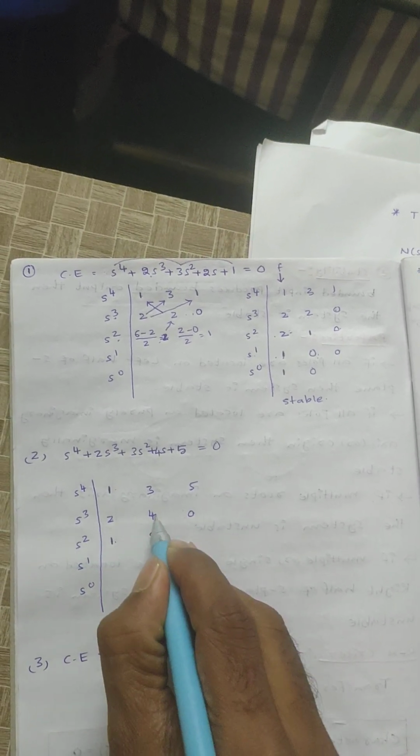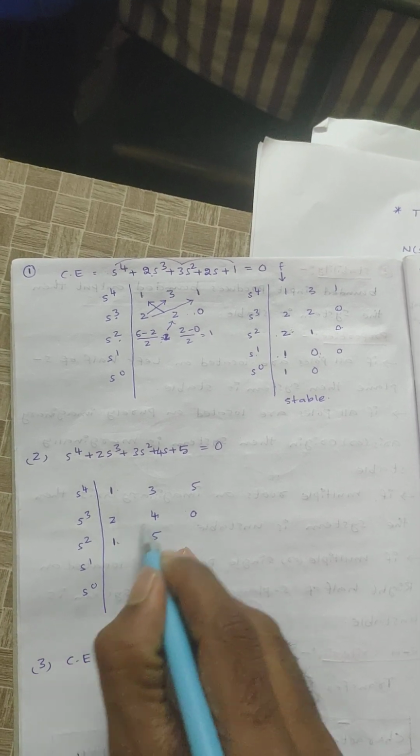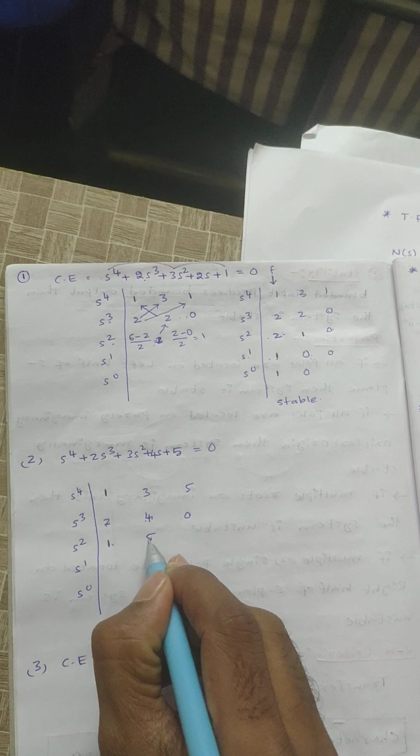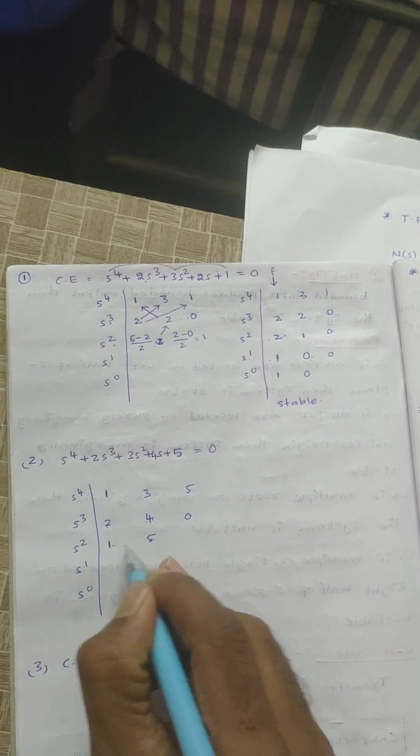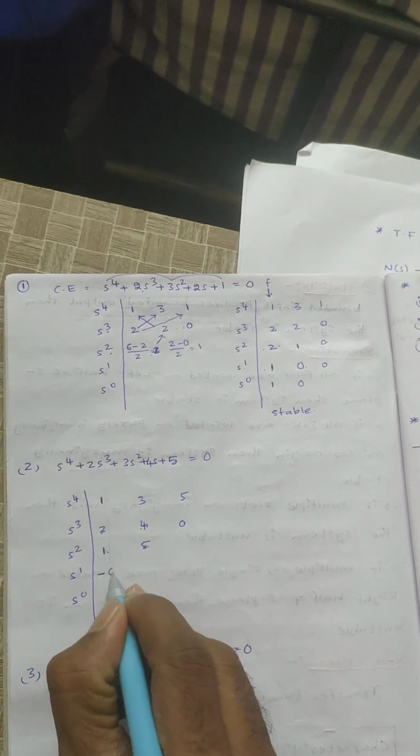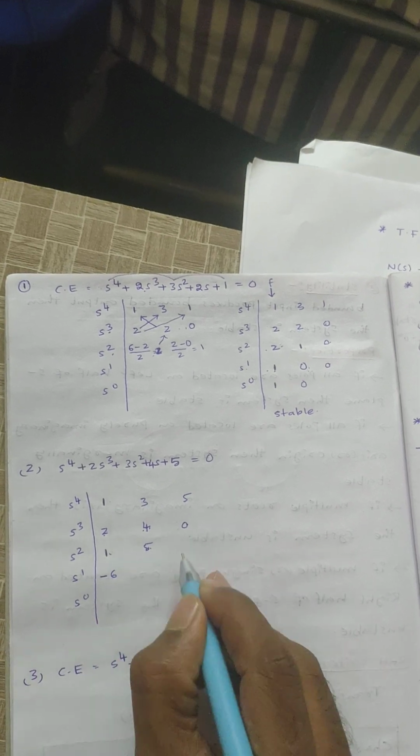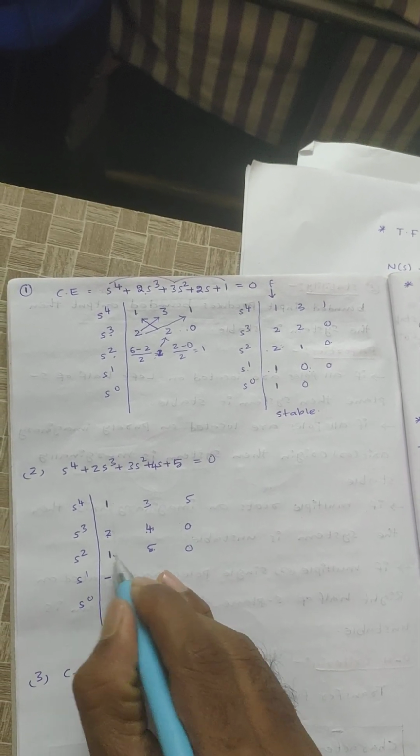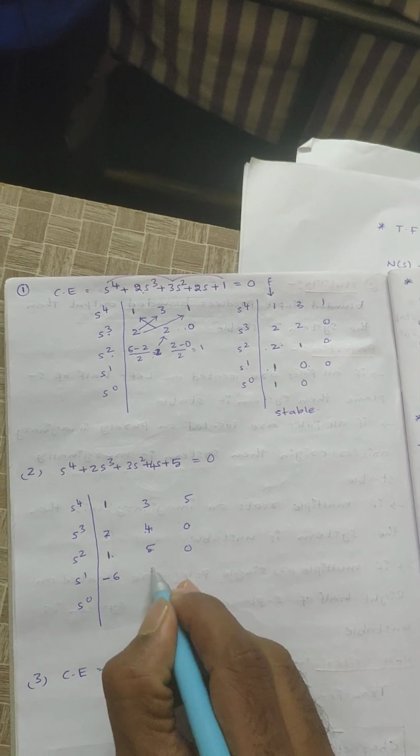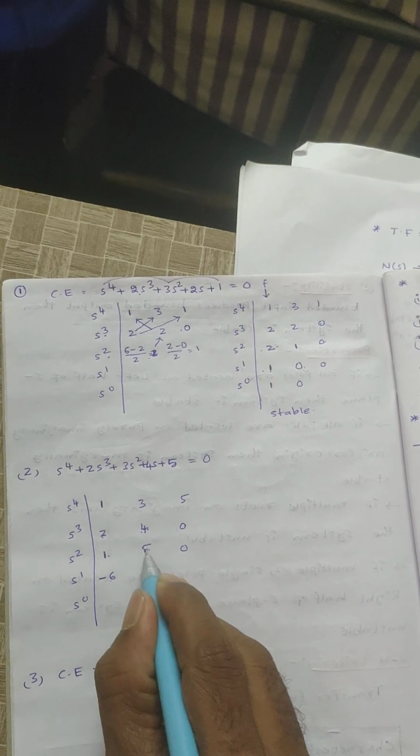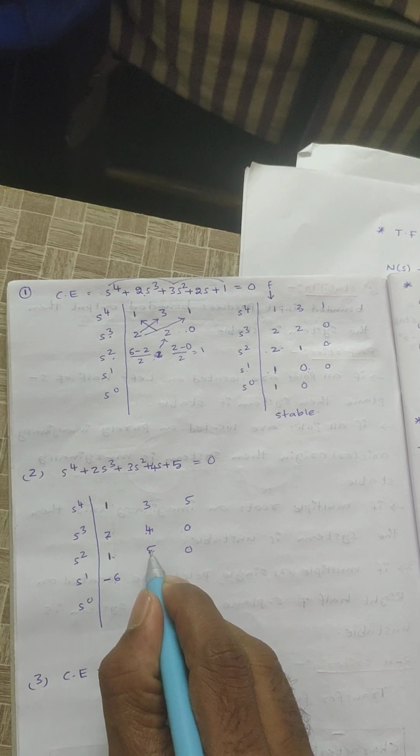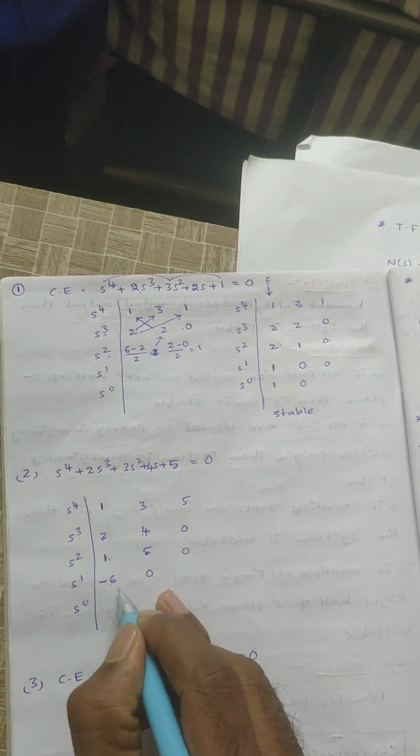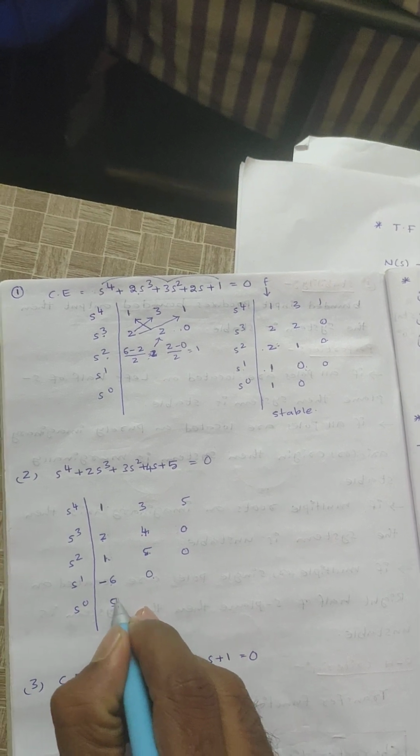Next, 1 into 4 is 4. Minus 2 into 5 is 10, so 4 minus 10 is minus 6, divided by 1, you will get minus 6. Next, 1 into 0, 0 minus 0 into 2, 0 divided by 1, you will get again 0. Next, minus 6 into 5 is minus 30, minus 0 divided by minus 6, you will get 5.